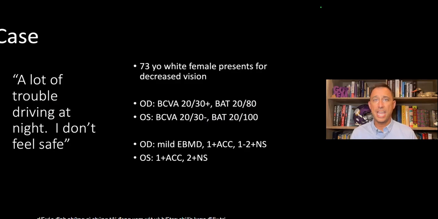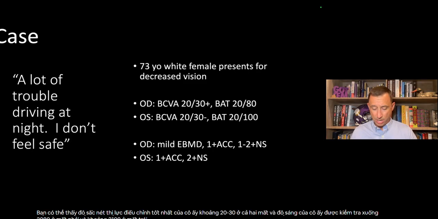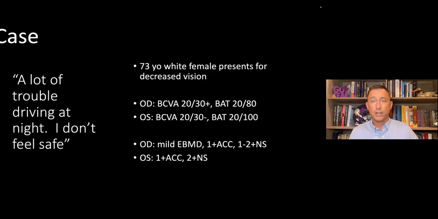This was a patient that came in, 73 years old, complaining of really trouble driving at night. Didn't feel safe driving at night. You can see her best corrected visual acuity was about 20/30 in both eyes, and she brightness acuity tested down to 20/80 in the right eye and about 20/100 in the left. She had some mild epithelial basement membrane dystrophy, which we are going to touch on here in a little bit. And she also had some cataracts as well in both eyes.